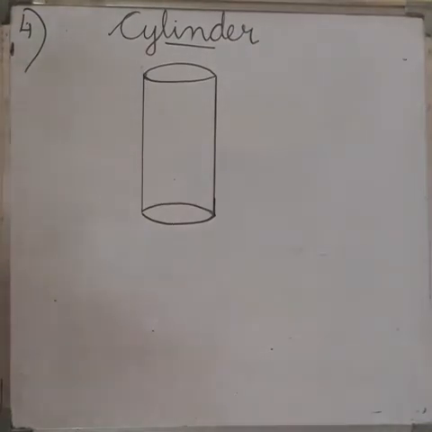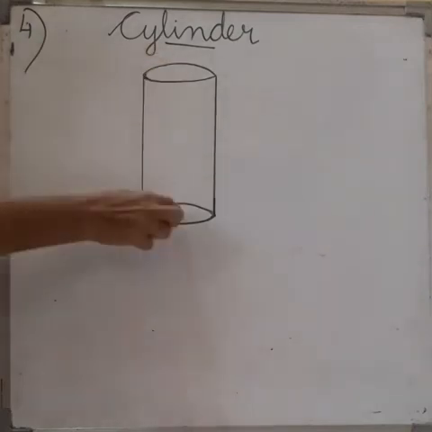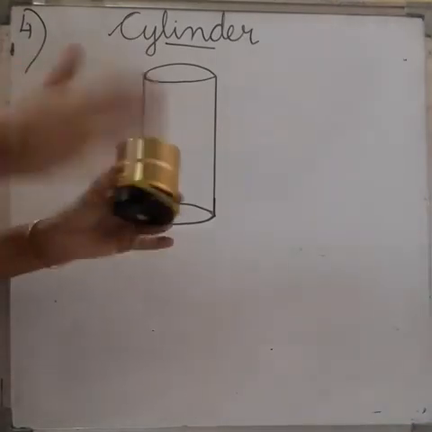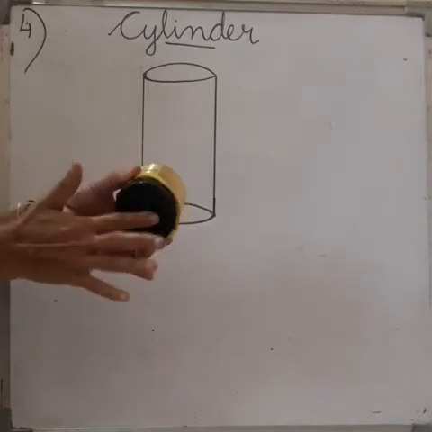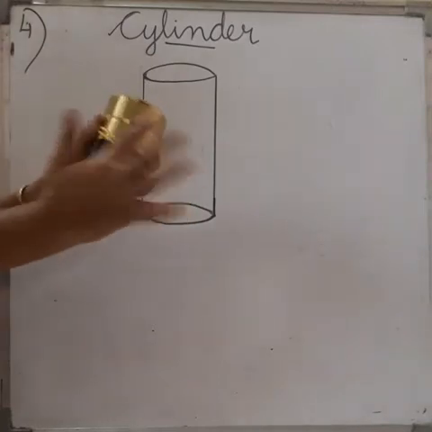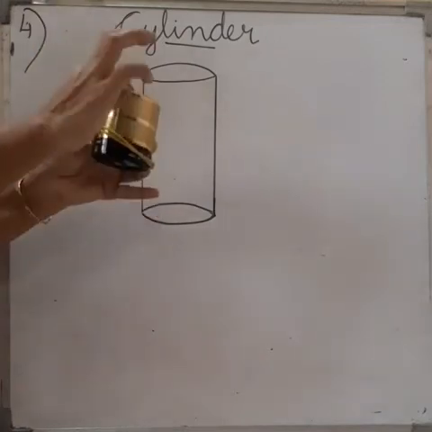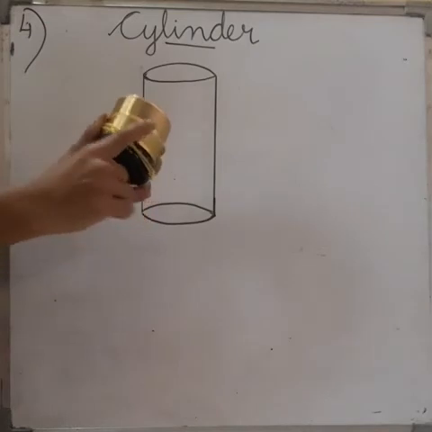A cylinder has total three faces. Two flat faces and one curved face. These are the flat faces. This is a flat face, another flat face is here, and the curved face is this. So total three faces are there. Two flat faces and one curved face.